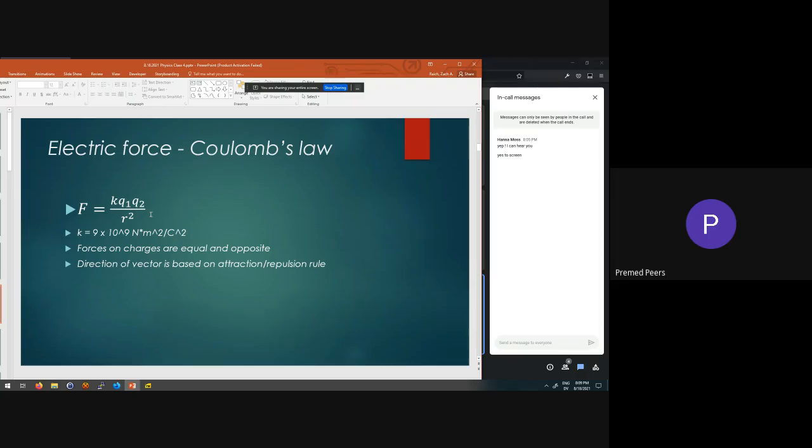If this looks familiar, this isn't really MCAT material, but from physics, gravity. So we know that the gravitational attraction between objects, it's a constant times mass 1, mass 2 over distance squared. Here it's charge 1, charge 2 over distance squared.